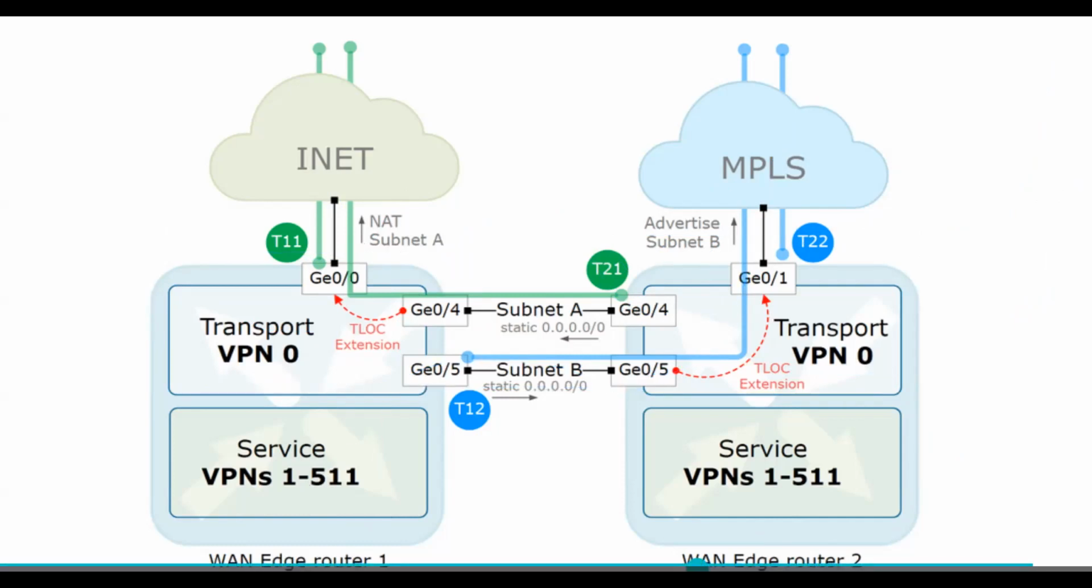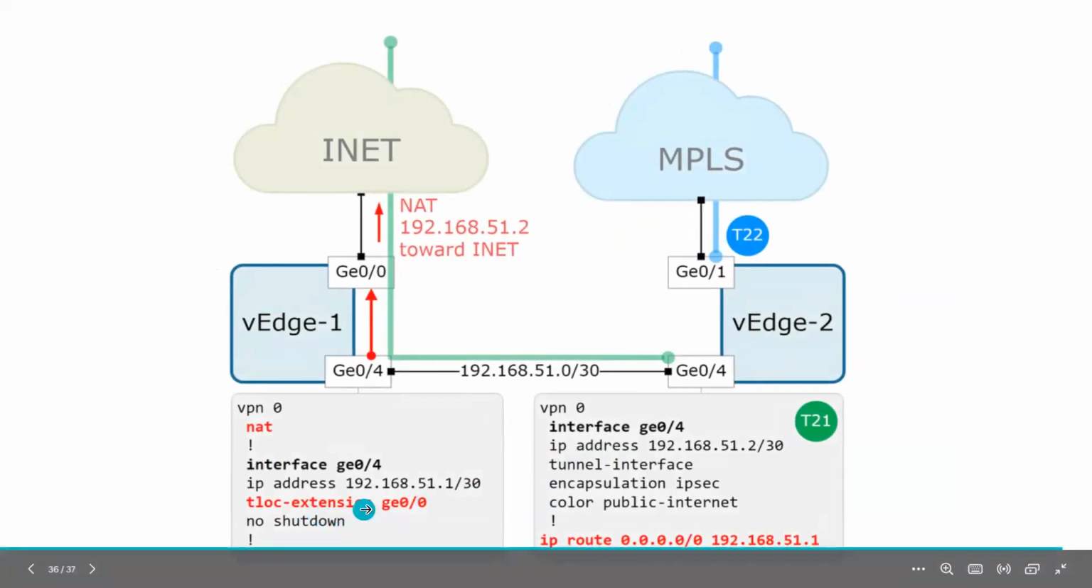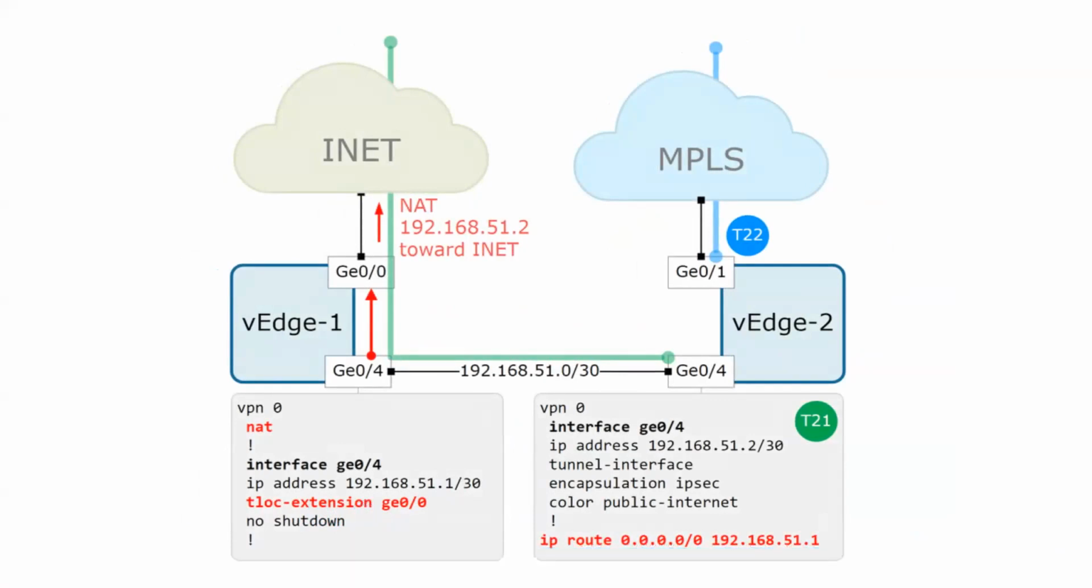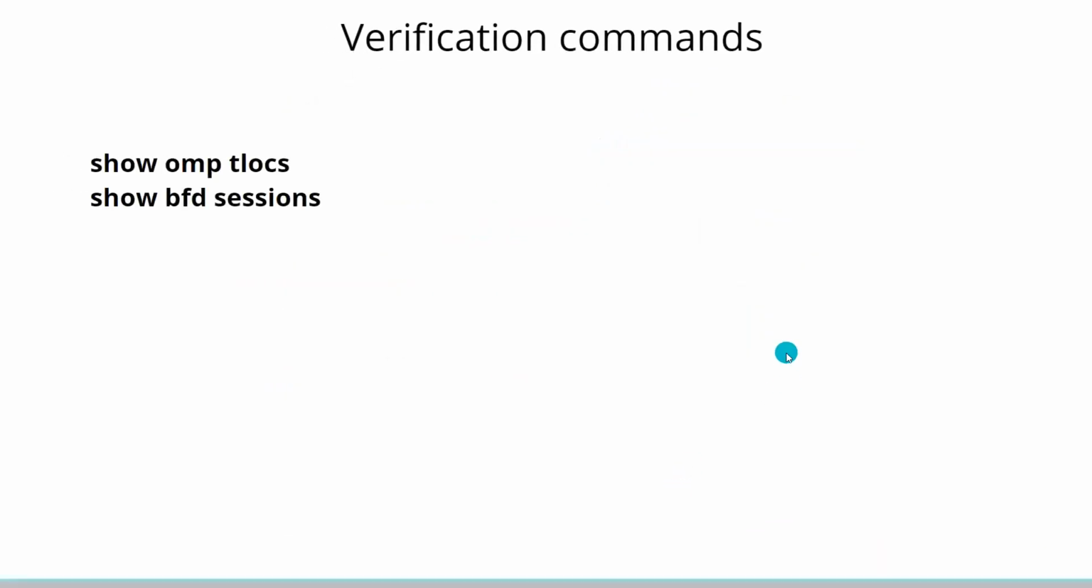Okay, so we'll configure our setup now. Let's see if we have any other slide also. So here it is. Right? You see that, as simple as this. This is the configuration required. This is your main interface. This is your TLOC extension. All you have to do is this, nothing else. And on this side, you are putting a route pointing toward this guy. We are putting one extra route here pointing toward this guy. That's all. Show OMP TLOCs and show BFD session are the verification commands.